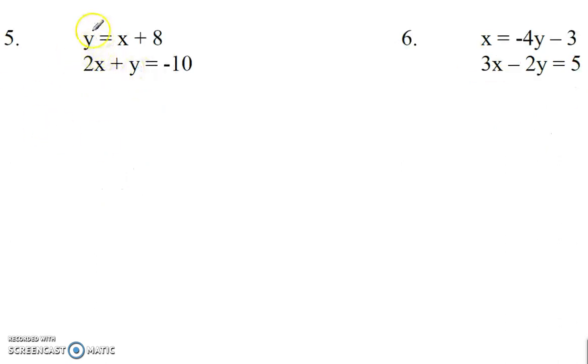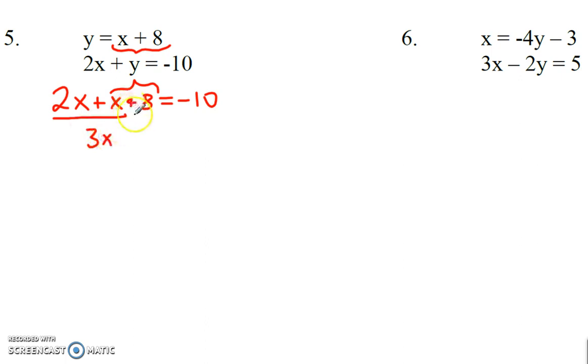Number 5. This is solved for y, so I'm going to use substitution. You don't have to. You can change this and align the variables, but I'll show you substitution on this one. x plus 8 is equal to -10. Okay, so here is the y that I replaced, and then combine like terms, we get 3x. Subtract the 8 from each side, and we get 3x is equal to -18. Divide by 3, and you get x is equal to -6.